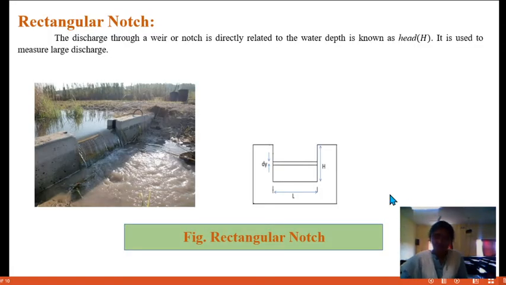So this is the rectangular notch. Let's see this rectangular notch. Here water will be there. This is the length L, height H. This is the horizontal strip dy, of water thickness.